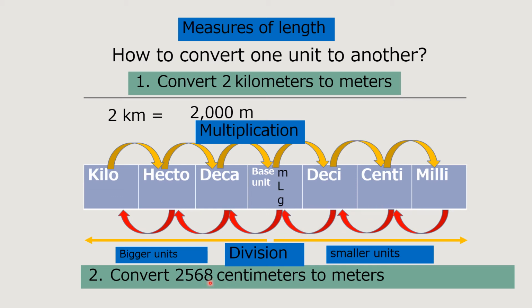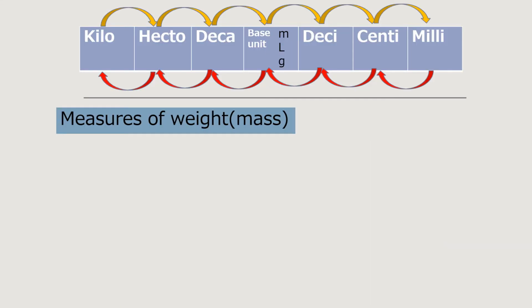Which means, from the actual decimal point here, we're going to move the decimal point 2 places to the left. So 1, 2. So here is now our decimal point. And that is equal to 2,568 centimeters is equivalent to 25.68 meters. Now let's do the measures of weight or mass.